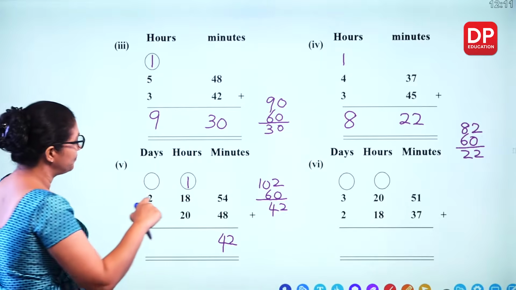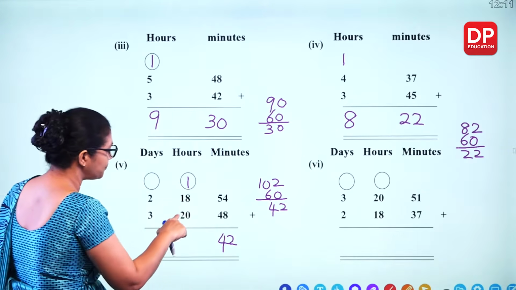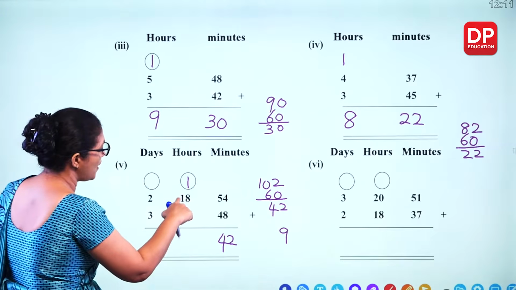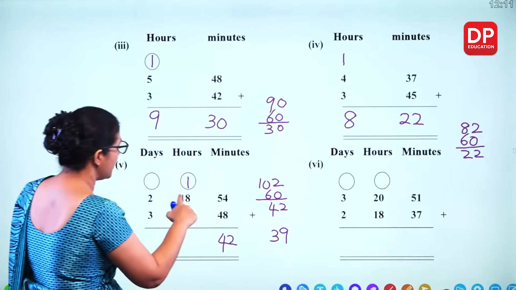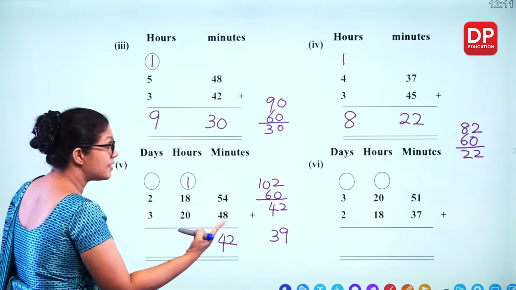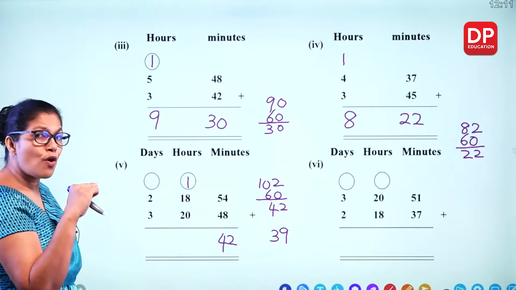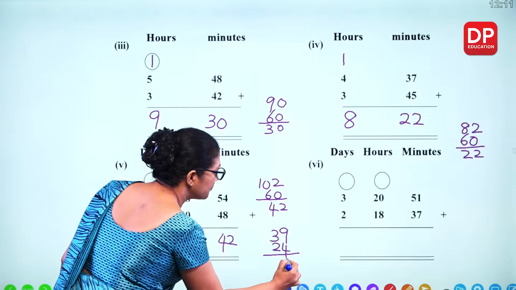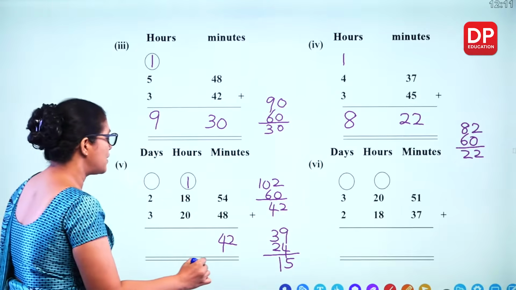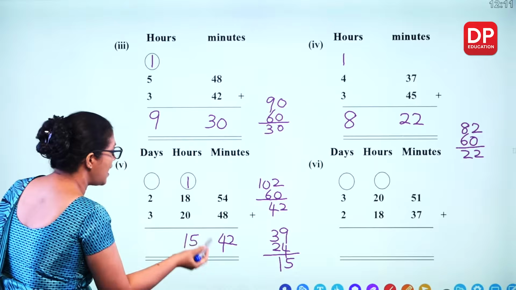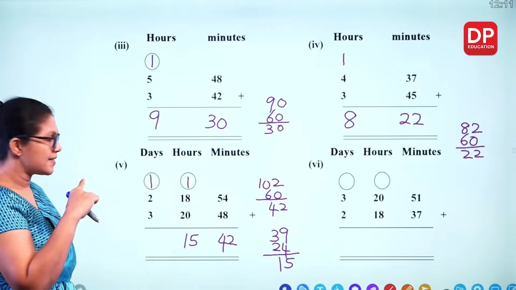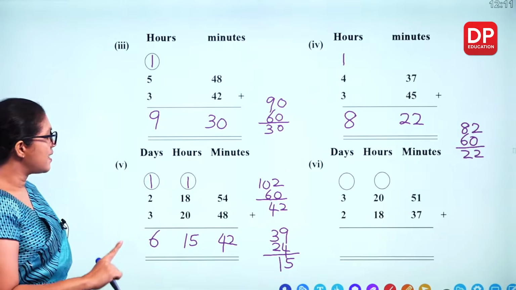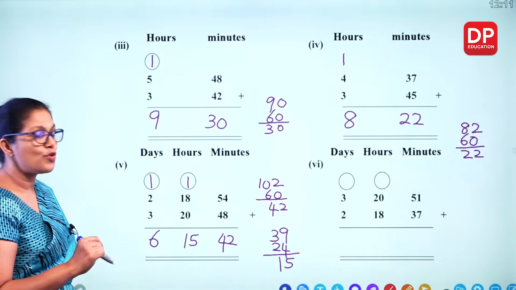1 hour. Now add these two. 8 and 1, 9. And 2 plus 1, 3. 9 and 3, 39 hours. 24 hours is 1 day. So subtract 24 from there. You get 15. So 15 hours and you are taking 1 day to the other side. 3 plus 2, 5. 5 plus 1, 6. 6 days, 15 hours and 42 minutes.